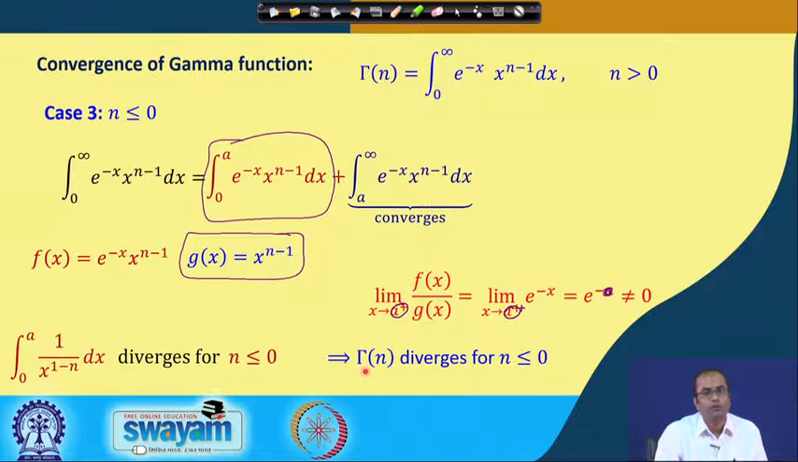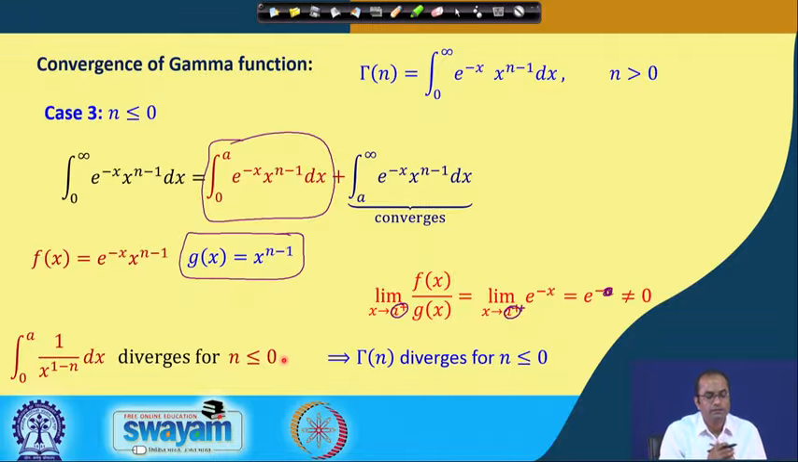So, we have considered all the possibilities: n less than or equal to 0, between 0 and 1, and n greater than or equal to 1. In those cases other than this one, the integral converges, but when n is less than or equal to 0, the integral diverges because of the reason which we have explained here. And that is the conclusion now.